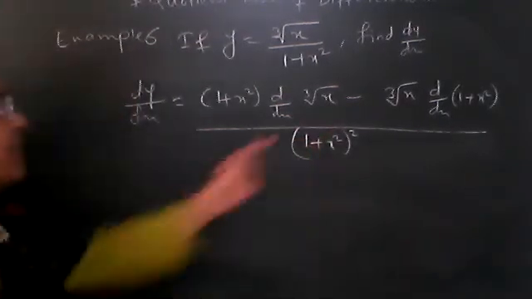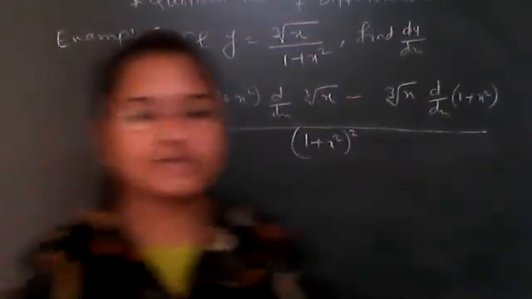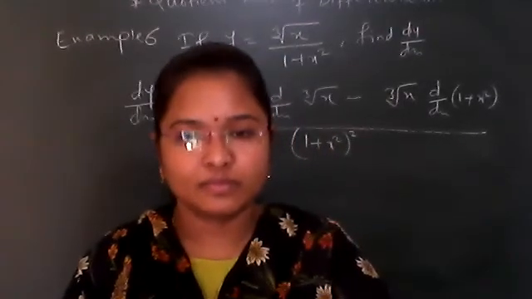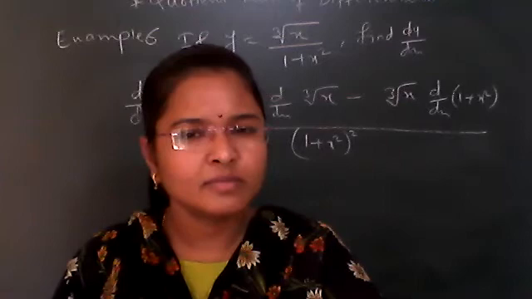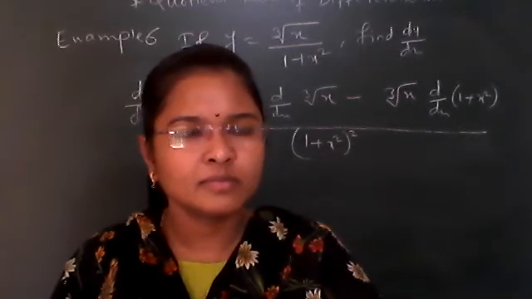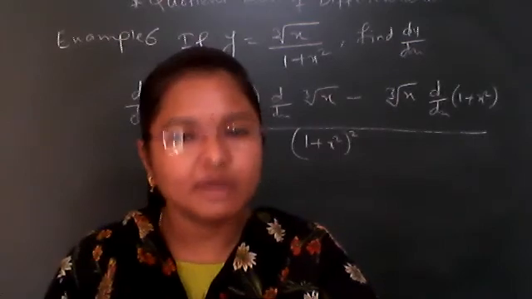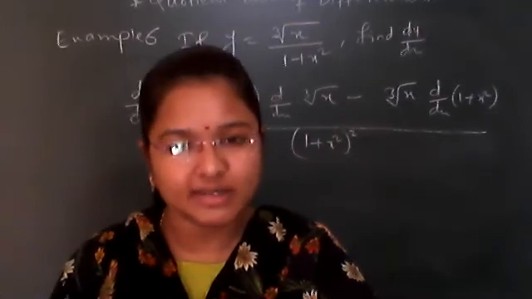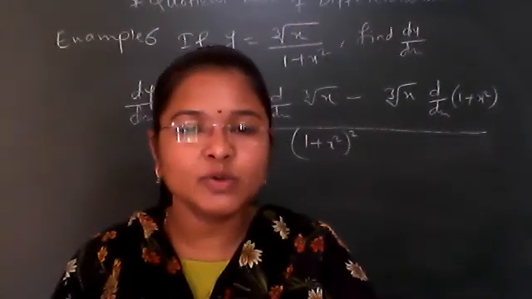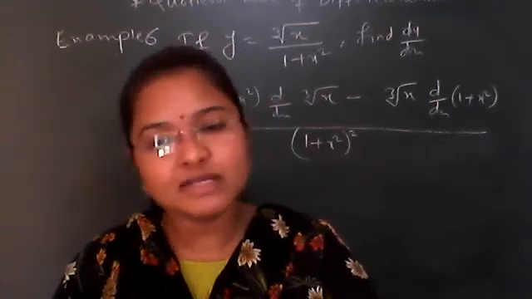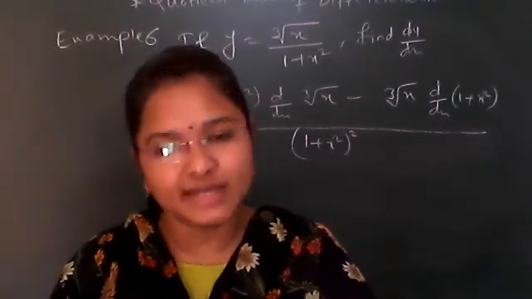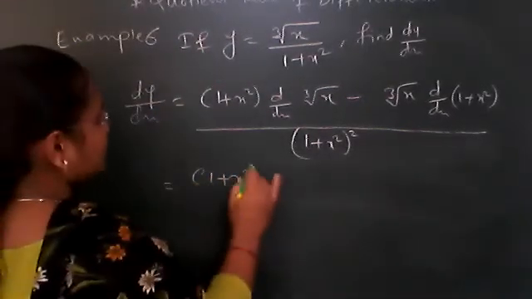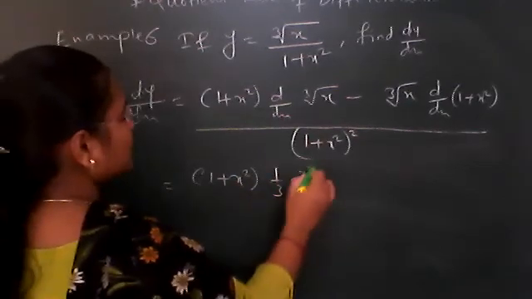Okay. So here, what is the derivative of cube root of x? Yes, what is the derivative? 1 by 3 x raised to power minus 2 by 3. Cube root of x means x raised to 1 by 3. So 1 by 3 into x raised to 1 by 3 minus 1, so it will be minus 2 by 3. Yes, very good. So this is equal to 1 plus x square into 1 by 3 x raised to minus 2 by 3.